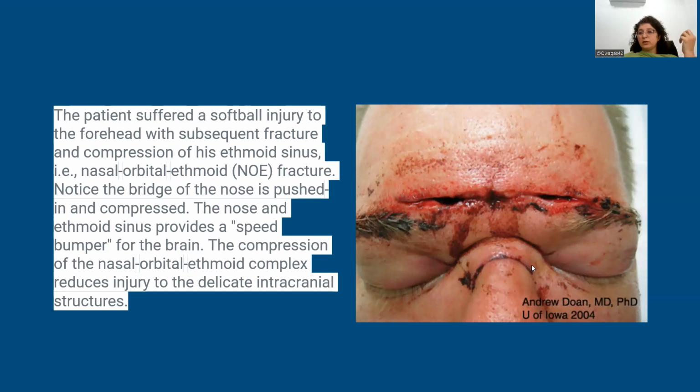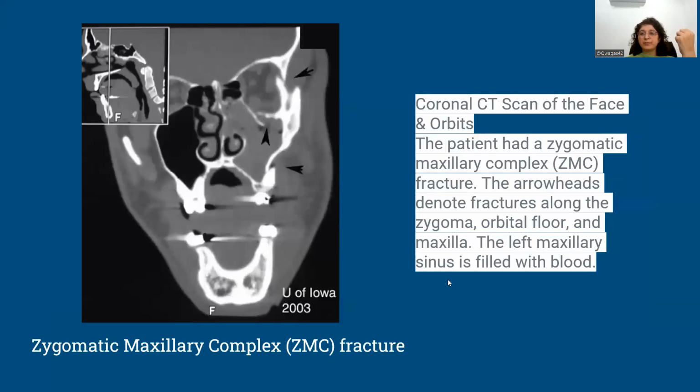So this is an interesting photograph that shows you the protective mechanisms that we have within our skull. This particular older patient suffered a softball injury with subsequent fracture and compression of his ethmoid sinuses. You notice that the bridge is kind of pushed in and compressed, and the nose and the ethmoid sinuses actually provide like a speed bumper for the brain. So they absorb a lot of the blunt force and prevent trauma to the brain. And this kind of fracture actually is trying to protect your brain and the delicate intracranial structures.